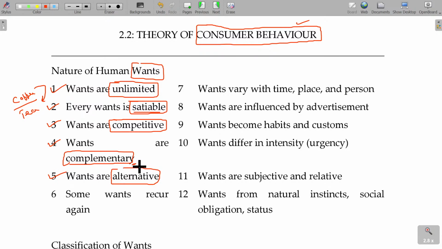Do I have a coffee? No. Else you can go for the tea. That also comes under this. Some wants are alternative. Some wants recur again and again.